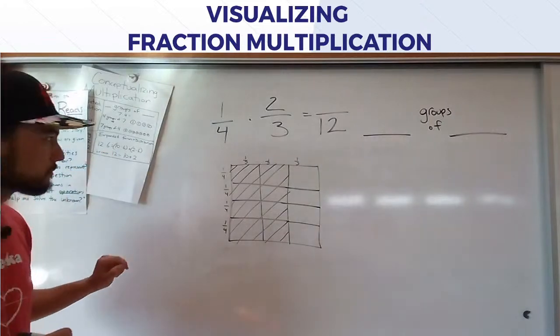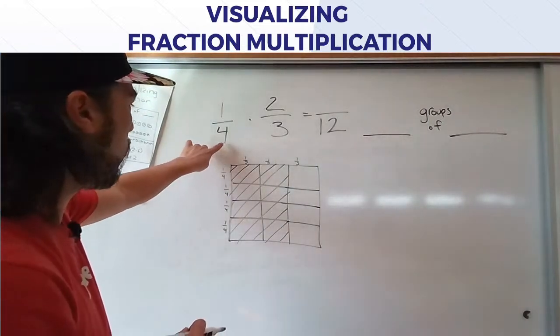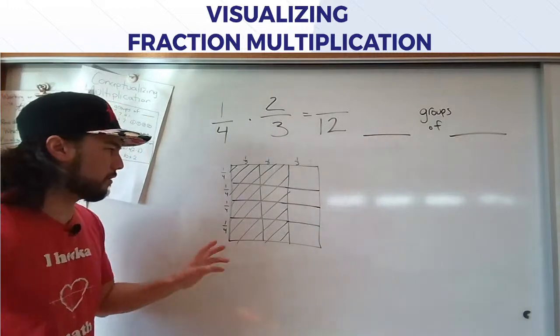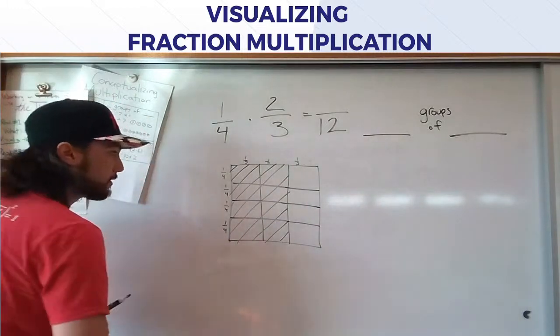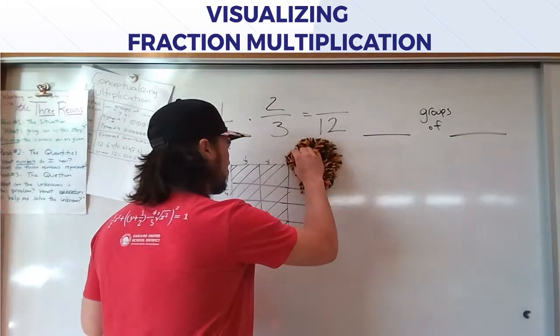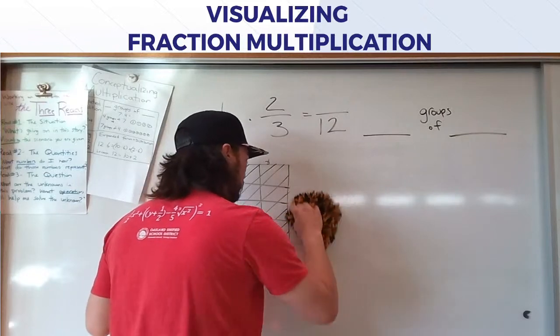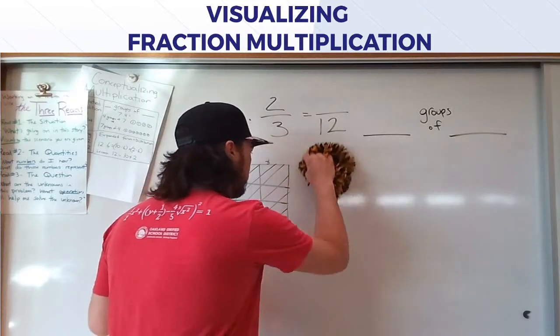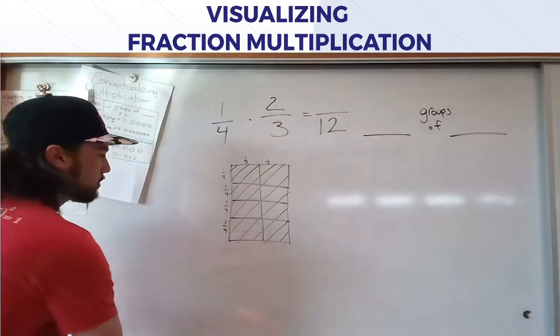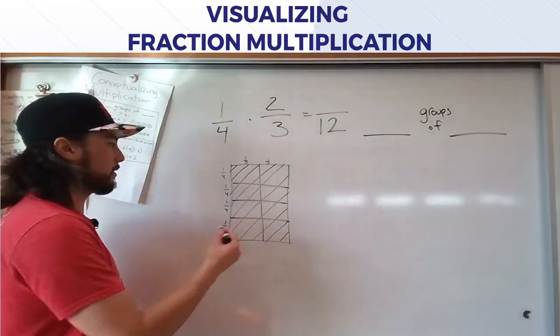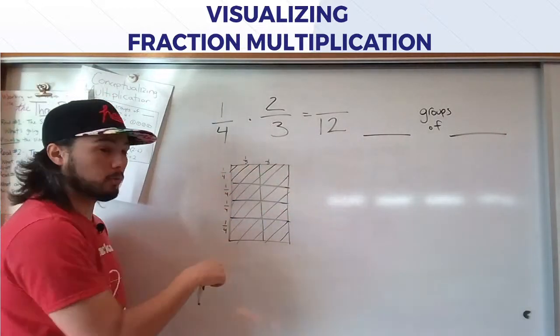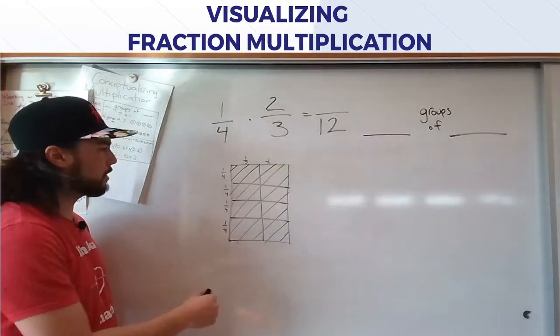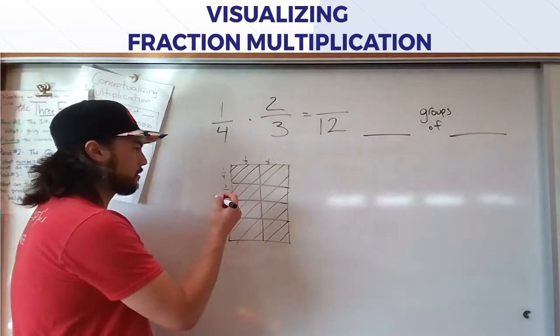Now, I want to know what 1/4 of my 2/3 is. So I'm going to take my 2/3. I'm going to erase my third here. You can leave it if you want, but I'm going to erase it just to make it a little more clear. So now I've got my value of 2/3, 2/3 times 1. Okay, and I want to know what 1/4 of that is.